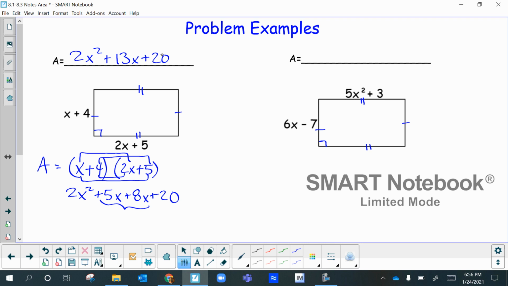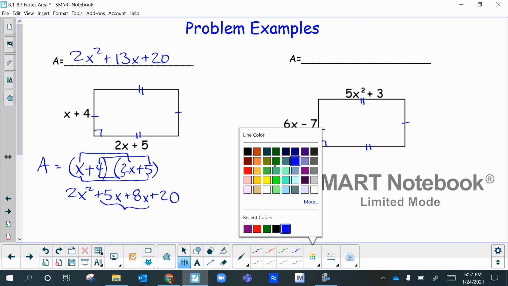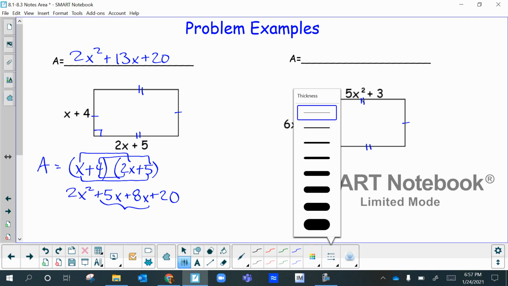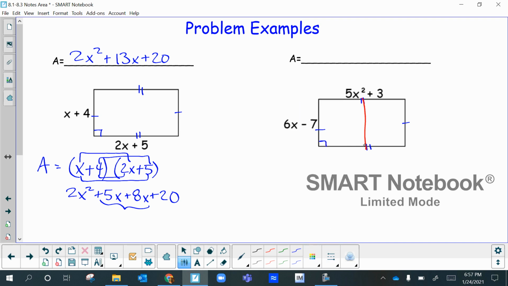Okay, let's try it again over here. I'm going to show you the other way instead of the FOIL. Sometimes you can divide it in the figure. I'll get a different color. But if you divide it like this and like this, from here to here can be 5x squared, from here to here can be 3. This piece up here can be 6x, and this one can be -7.